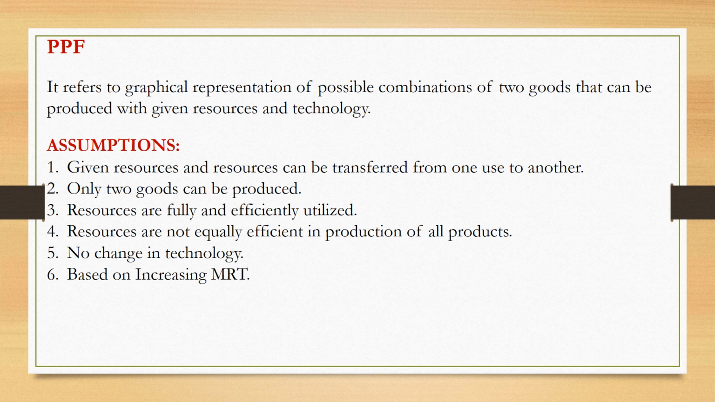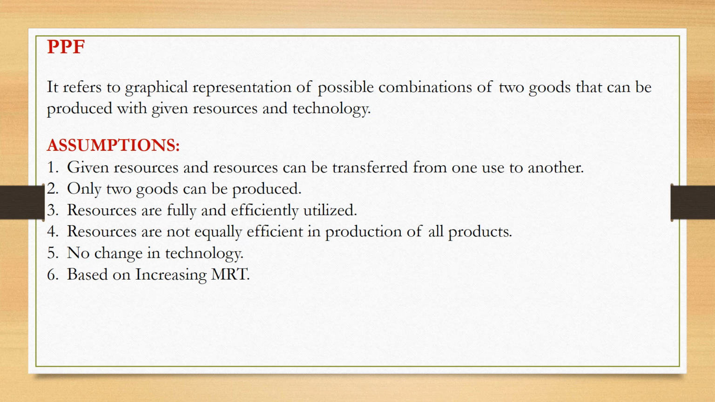Second assumption, with the help of given resources, only two goods can be produced. Third, the resources are fully and efficiently utilized. Fourth assumption, resources are not equally efficient in production of all products. So, when resources are transferred from production of one good to another, the productivity decreases.